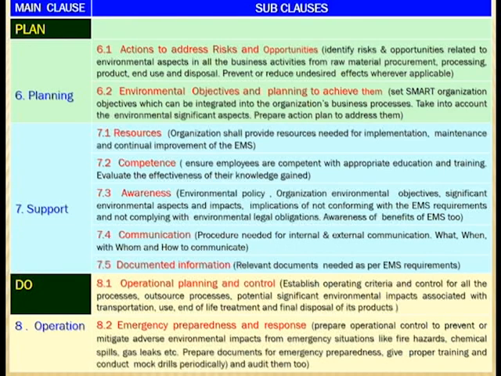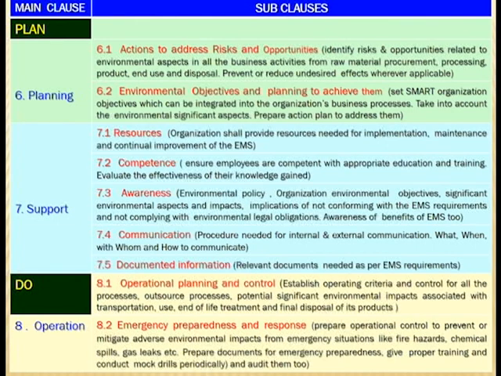7.3 focuses on awareness. Ensure all employees are aware of the organization's environment policy, environmental objectives and targets, significant environmental aspects and impacts, implications of not conforming with EMS requirements, not achieving EMP targets and not complying with environmental, legal and other requirements. They should also be aware of the benefits of EMS.